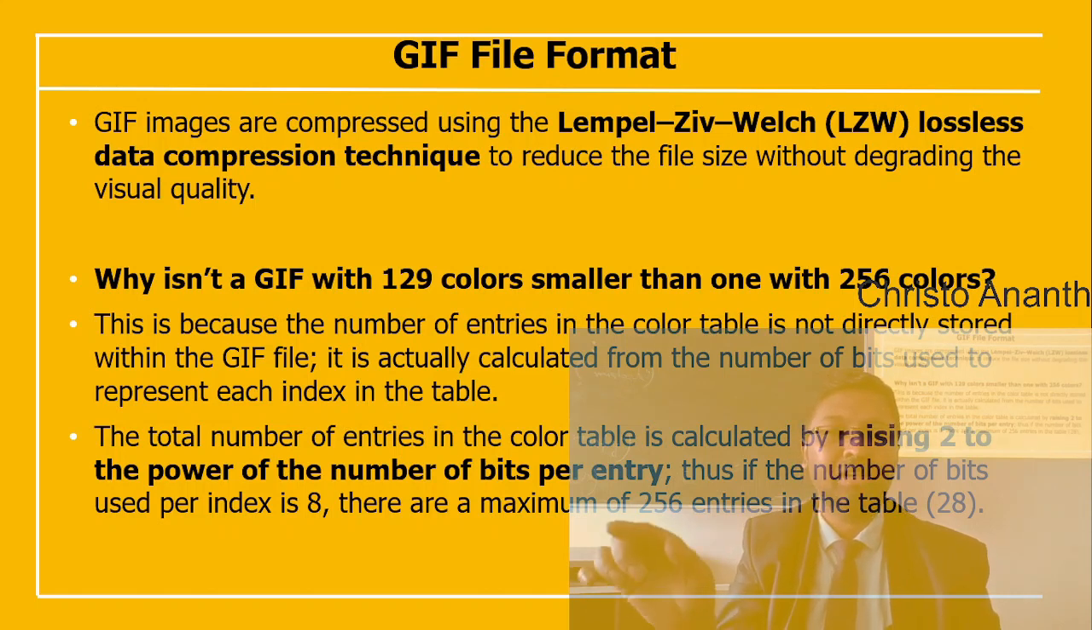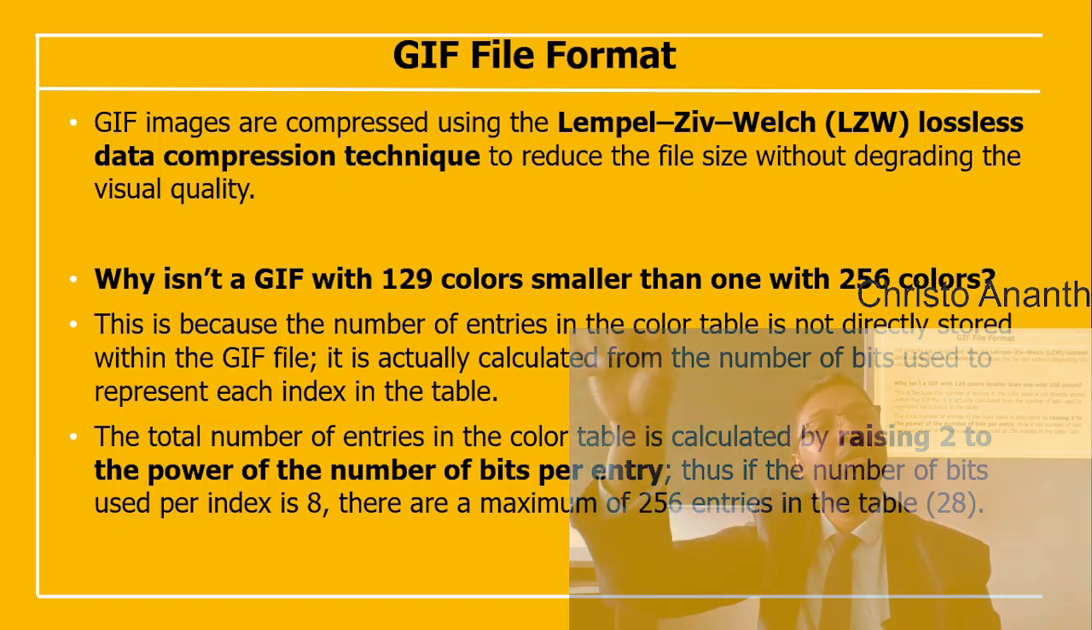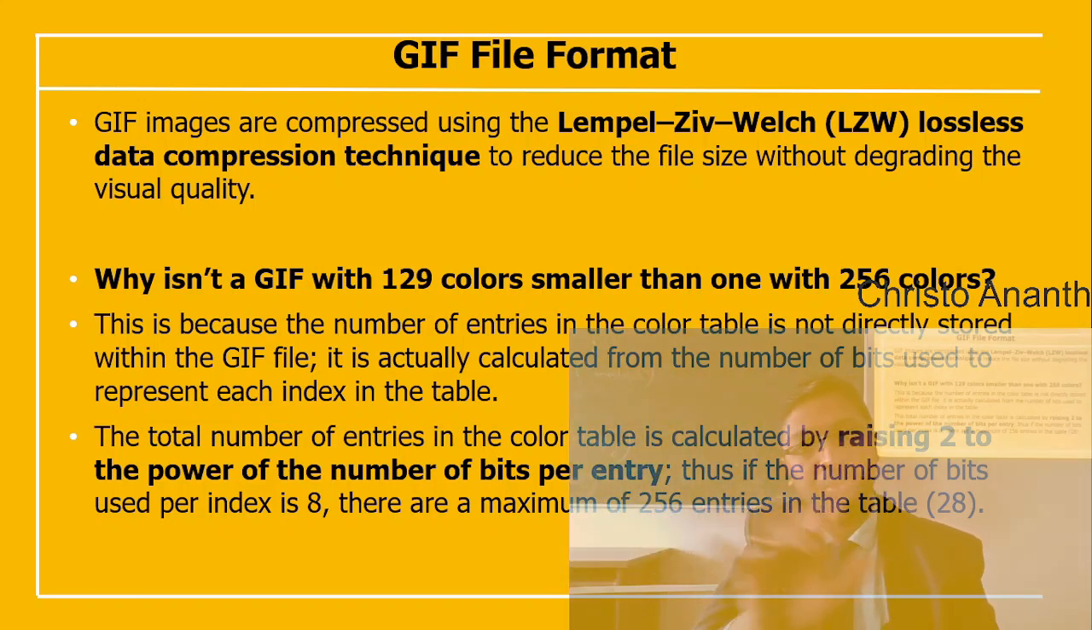So the number of bits used per index is 8, which is 2 power 8. 2 power 5 is 32. 32 multiplied by 2 is 64. 64 multiplied by 2 is 128. 128 multiplied by 2 is 256.